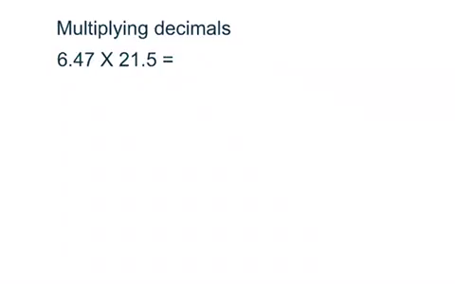The first thing I'm going to cover is how to multiply decimals. Right here I have 6.47 multiplied by 21.5. The first thing you need to know is how to set up a multiplication problem with decimals. When you do so, you set them up as if the decimals weren't there, meaning you don't line up place value. Instead, you line up the last digit of each number, so it looks like this.